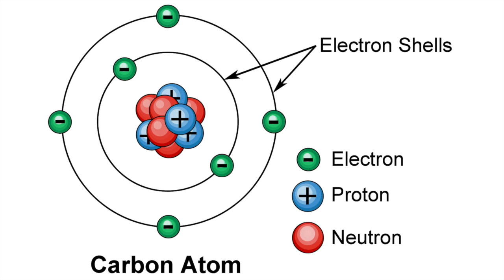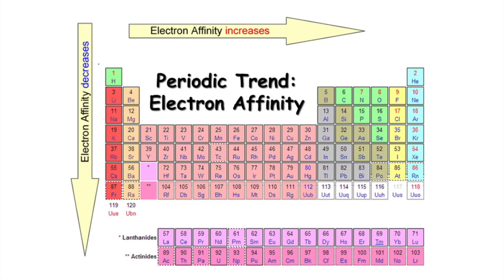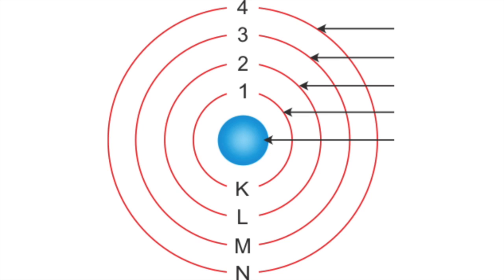The affinity decreases down a group. That means it becomes more positive, giving off less energy. This happens due to an increased number of shells, resulting in a greater distance between the valence electrons and the nucleus. Now we'll talk about ionic radii, the size of ions.